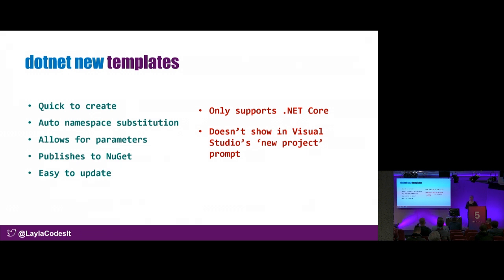It's only available for .NET Core. It doesn't show in Visual Studio's new project prompt initially. You have to do some magic, wrap it in a V6 project to get it into there. But out of the box, it won't just appear there. And that brings me on to Visual Studio for Mac. If you're using that and you want your .NET Core templates to show in there, you would need to wrap this NuGet package in a V6 template to enable you to publish onto Visual Studio for Mac.